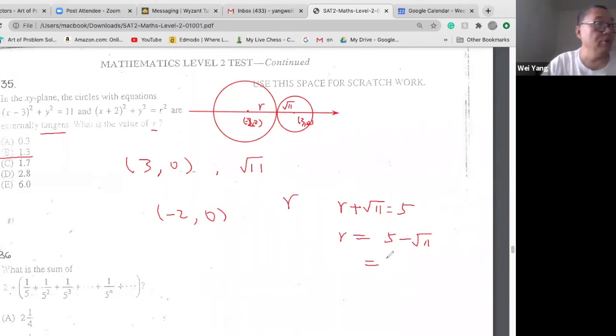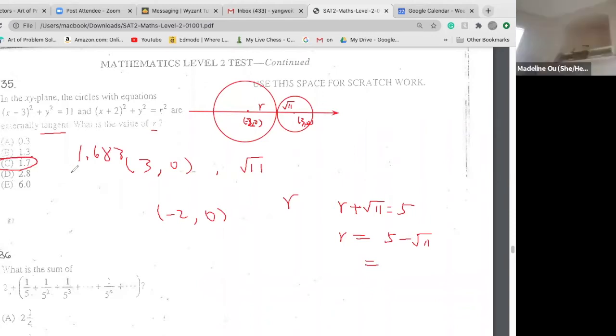Yeah, 1.68. 1.6833. So the correct answer is C. Did you get a C? No, wait. So how did you get your answer? I'm trying to figure it out. Double check. This one you should get right.